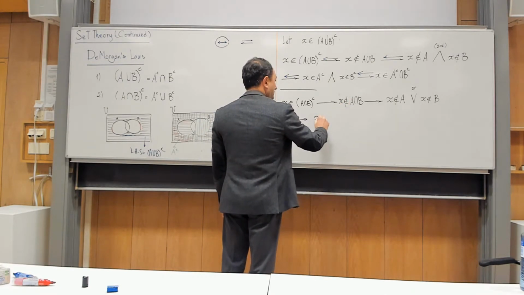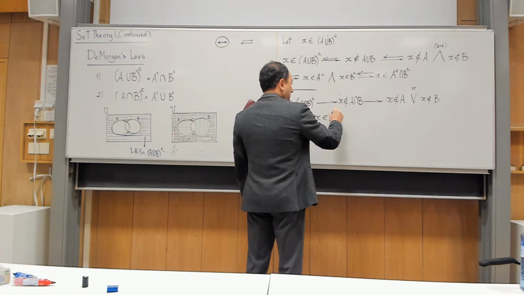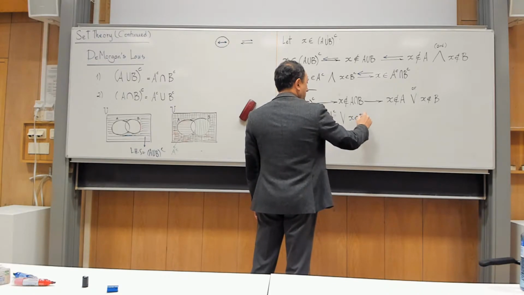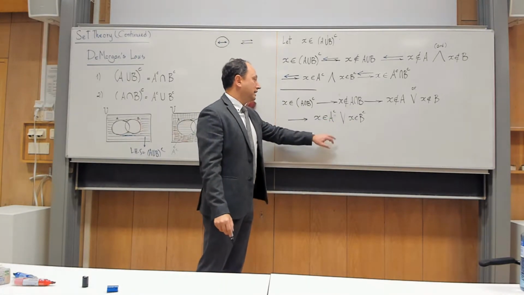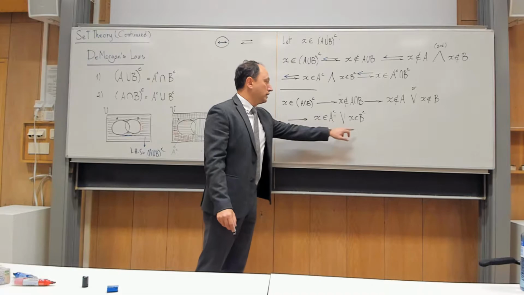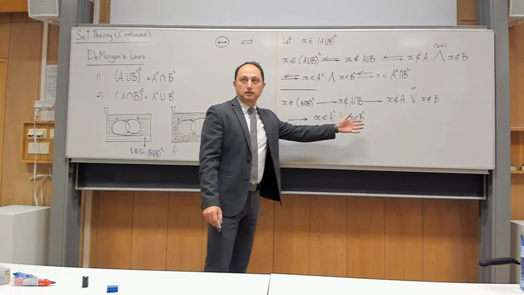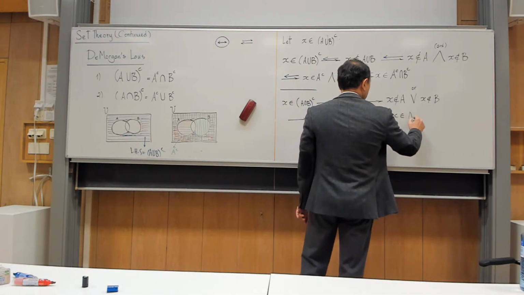X does not belong to A, where is it? It is in the complement. Or X does not belong to B, where is it? It is in the complement. And now you are saying that I have one element, and I know that it is either in this set or in that set. But it is guaranteed that it should be in the union, whatever it is, yes? So this means that X belongs to the union of these two sets.